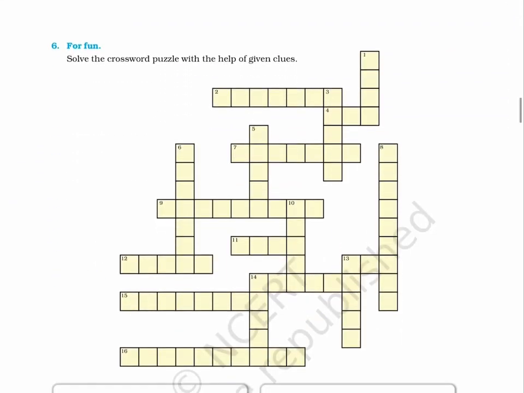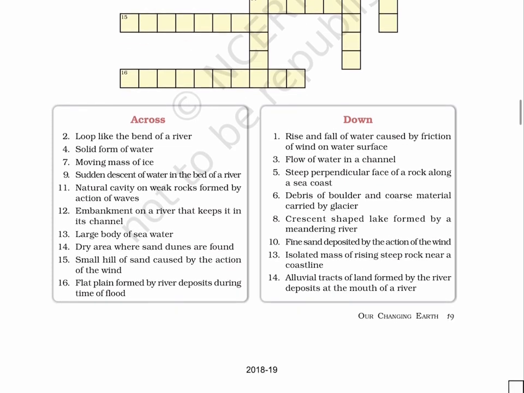Page 19. 6. For fun. Solve the crossword puzzle with the help of given clues. Below this we have a crossword puzzle and some clues are mentioned below. There are 2 different boxes. The first one reads across.